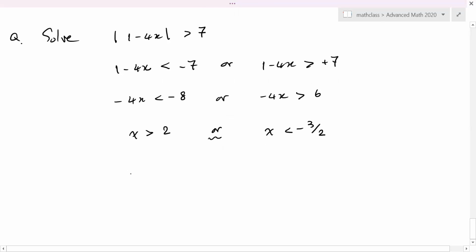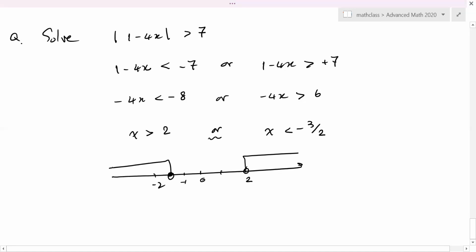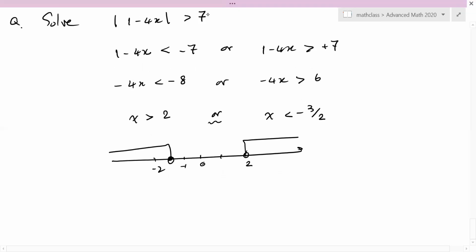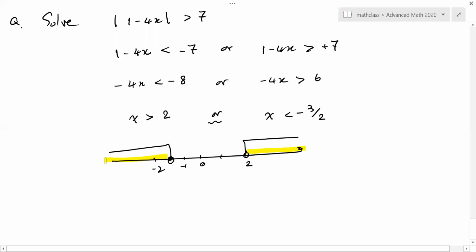But if you use a notation, okay, watch out. Here's 0, here's 1, here's 2, right? And here is negative 1, negative 2, and negative 3 over 2 is here. So x is greater than 2, which does not include 2, would be this one. X is less than negative 3 over 2 will be this, okay? This is a coordinate line expression.